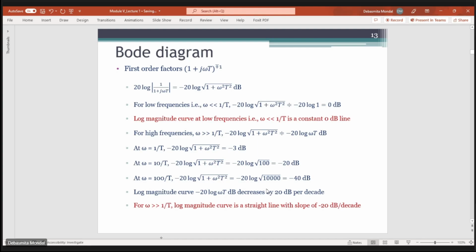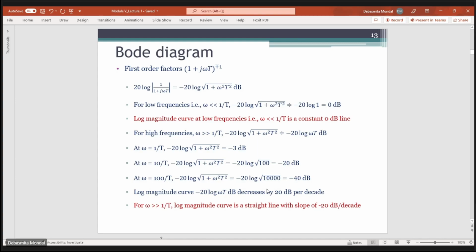So next we'll look at how the first order factor behaves, if you have a factor like 1 by 1 plus j omega T. Similarly for 1 plus 1 by j omega T, if you just write the magnitude, the magnitude of this part is 1 by root over of 1 plus omega square T square. If you take it to the numerator, you will have the minus sign outside. So the magnitude is 20 log of this, which equals minus 20 log square root of 1 plus omega square T square.